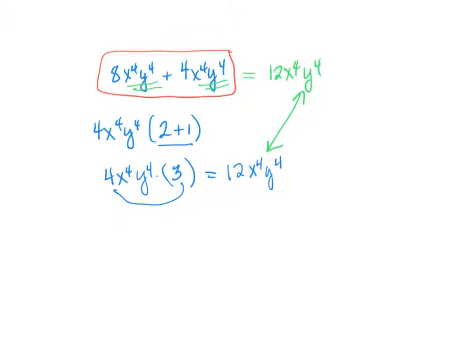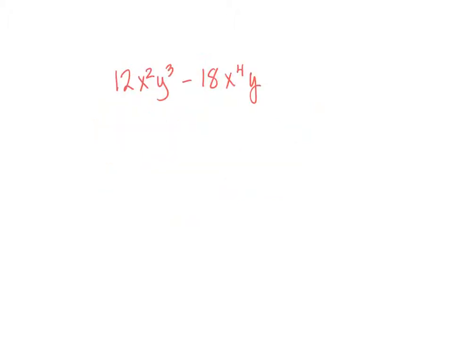Okay, so I hope that helps you understand this. But the idea of factoring out the greatest common factor is just finding the greatest common factor of two terms and seeing what it is. So let's just do one more example like that because I know that you can do this. We've done it before a lot of times.